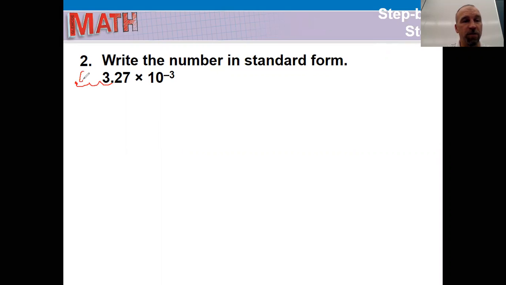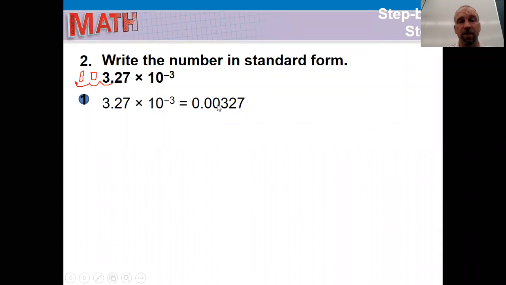I need to fill in these 2 empty loops with some zeros. And my final answer is 0.00327. You don't have to put the 0 in front. I generally don't. I just make my decimal nice and bold. The only reason why there's a 0 there is to identify the fact that there's a decimal point right there. You don't have to put a 0. You can just put .00327.